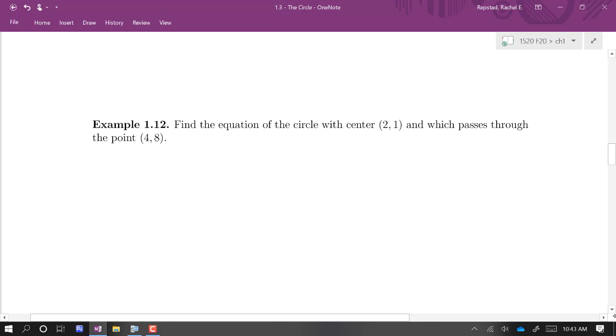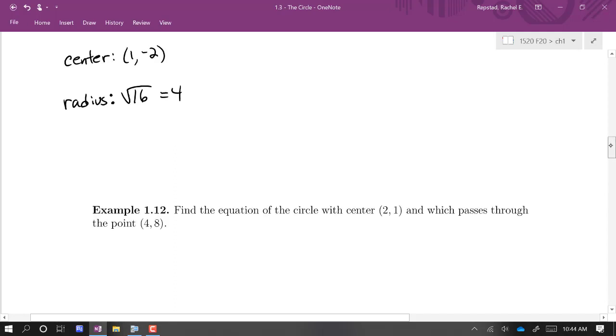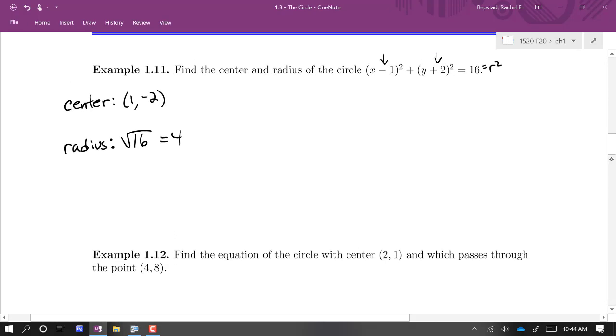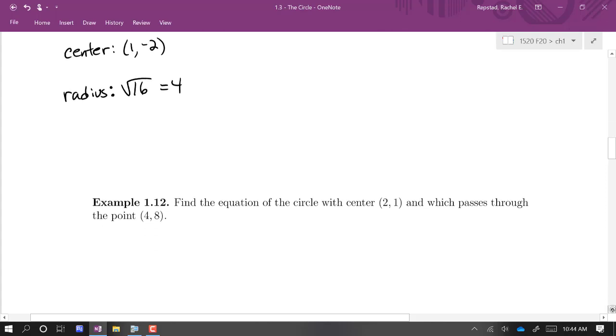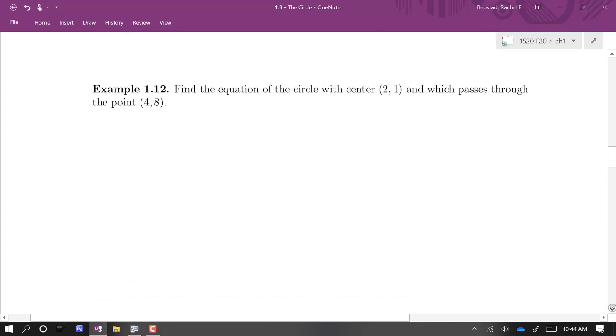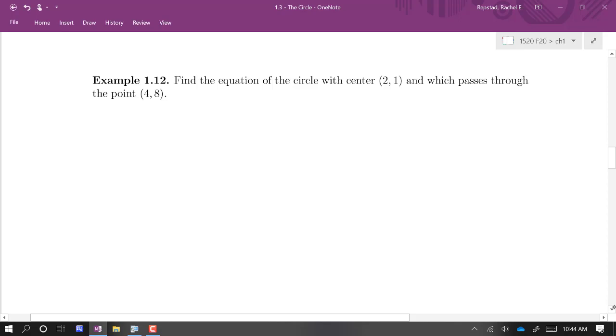Next, this says find the equation of a circle with center (2, 1), which passes through the point (4, 8). So we're seeing a couple of different flavors of questions that we can be asked, and these are the two varieties that we'll encounter over and over. One is they give us an equation and ask us to find some geometric information, like we did in example 111. Or they can give us some geometric information and ask us to find the equation, and that's what we're doing here in 112.